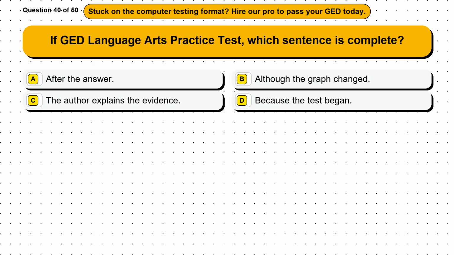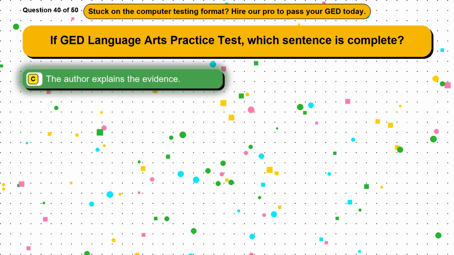Question 40. If GED language arts practice test, which sentence is complete? Option A, After the answer. Option B, Although the graph changed. Option C, The author explains the evidence. Option D, Because the test began. The correct answer is option C.